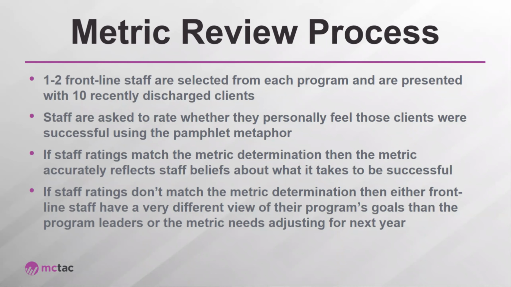And if the staff are rating things the same way that the metric determined it, then, well, that's great. Then we really have a pretty good, accurate reflection of what it takes to be successful. And if the staff ratings don't match what the metric is determining, then we've got one of two situations. Either the frontline staff and your supervisors have very different ideas of what the goals of the program are, or there really is a problem with the metric. It's not predicting things the way you want them to, and you make a change and you iteratively get better with each coming year.